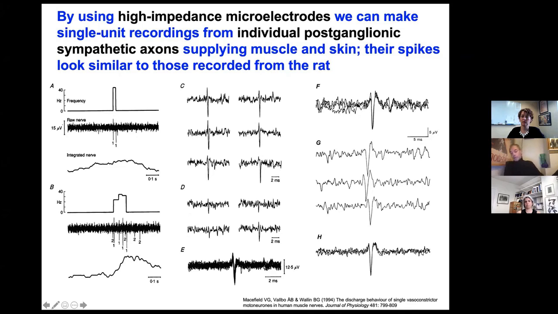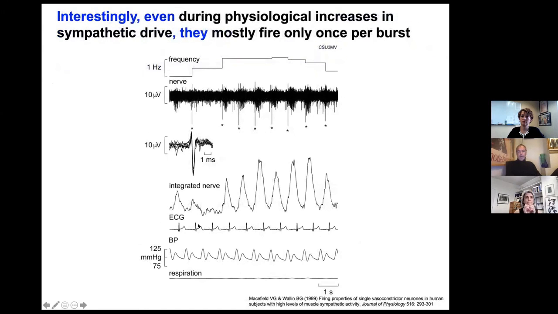On the right, I've shown a figure from Michael Gilby in London, who records from individual sympathetic axons supplying the rat tail artery. So it's clear to see that the spike morphologies are similar to what we record in humans: a triphasic profile with a dominant negative peak. This is now a human recording, and we can look at physiological increases in sympathetic outflow. This is during a maximum inspiratory breath hold, which causes a sustained increase in sympathetic outflow, shown in the RMS processed signal.